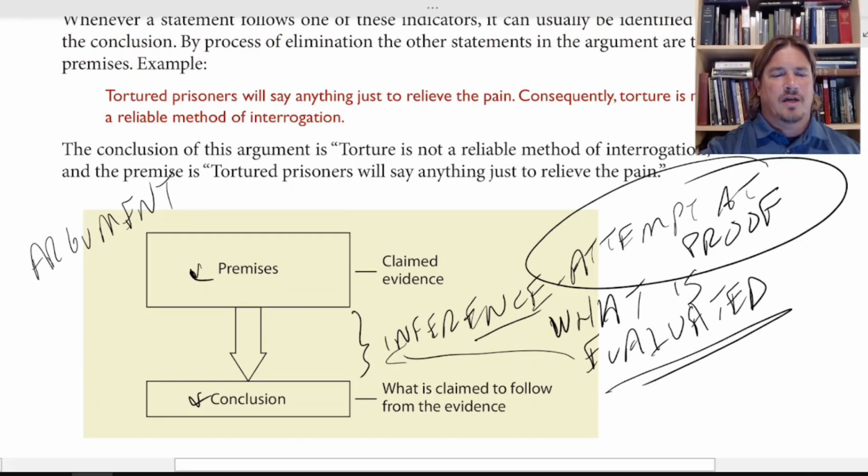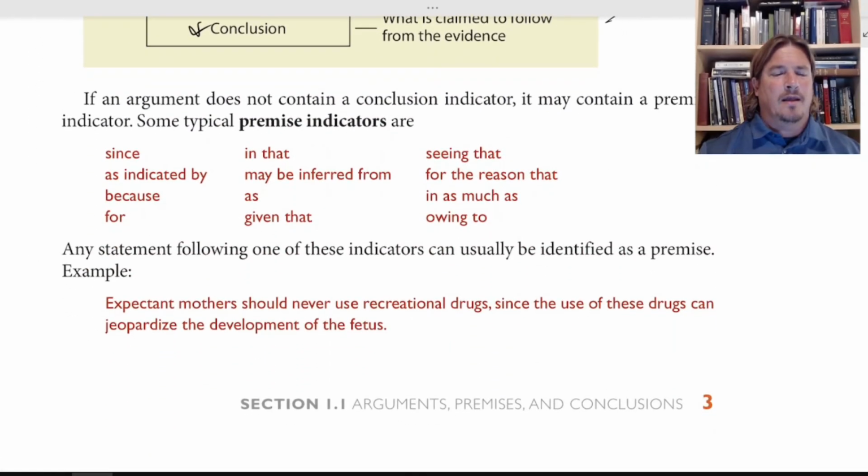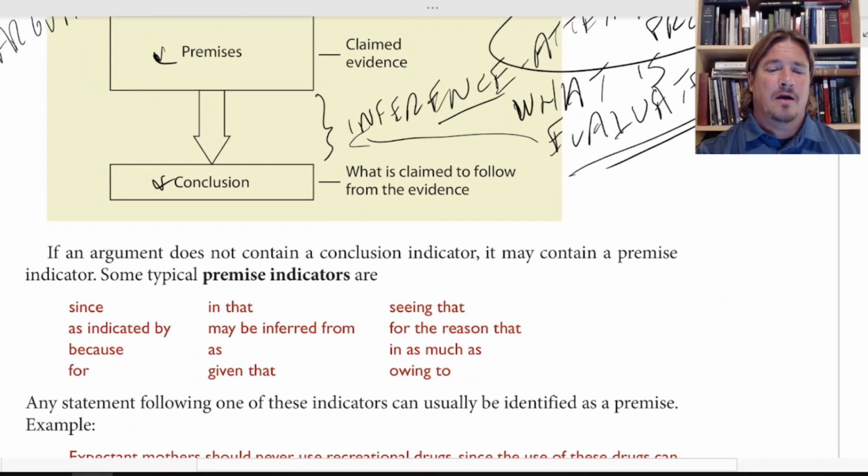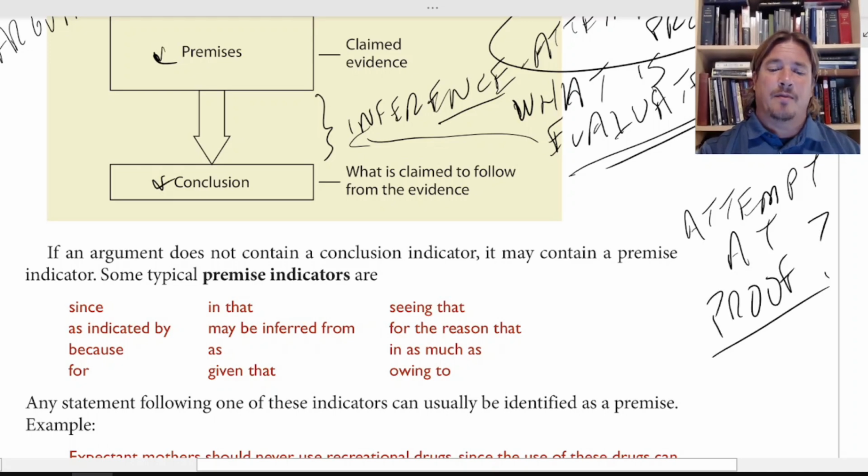All right, this next little section towards the end of 1.1 gives you some ways to tell in a passage whether or not there's an argument going on. The main thing you have to ask yourself when you're looking at a passage in philosophy or anything else is: is the author trying to prove something, right? Is there an attempt at proof or proving something? And if there is an attempt at proof, then you've probably got an argument on your hands.